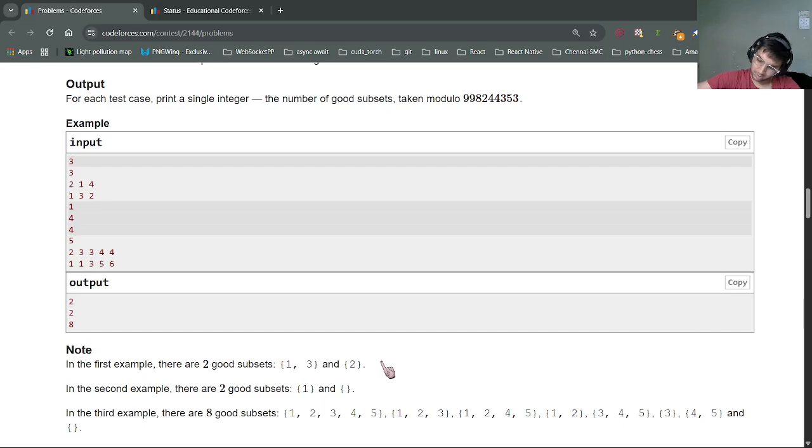Isn't this 4C2? How much is 4C2? 4 into 3 divided by 2 is 6. 1, 2, 3, 4, 5, 6. That makes sense. Okay, yeah, it is pretty much that. It makes sense.